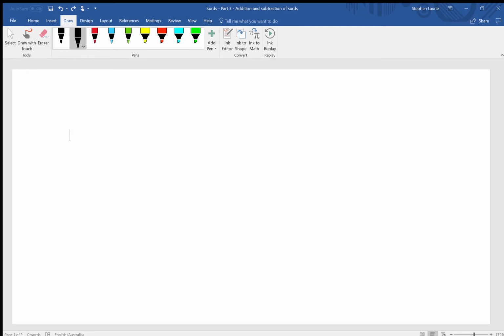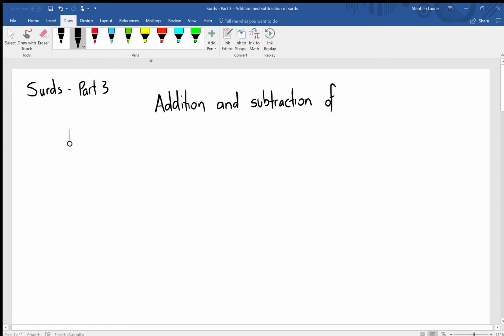Hello everybody, this is part 3 of the Surds topic. Our heading for part 3 is addition and subtraction of surds. So last lesson we looked at what a surd is, and then we looked at some of the rules surrounding surds with multiplication, division, powers, and then simplifying our surds. Today we're looking at addition and subtraction.